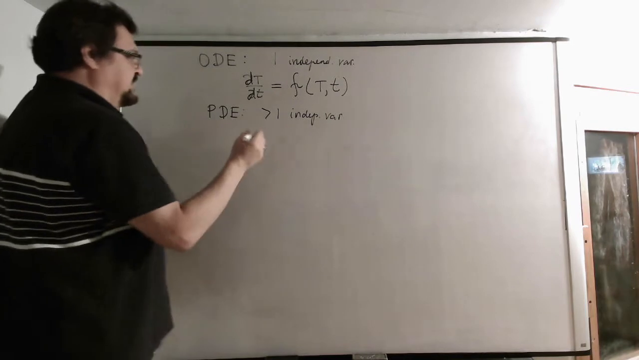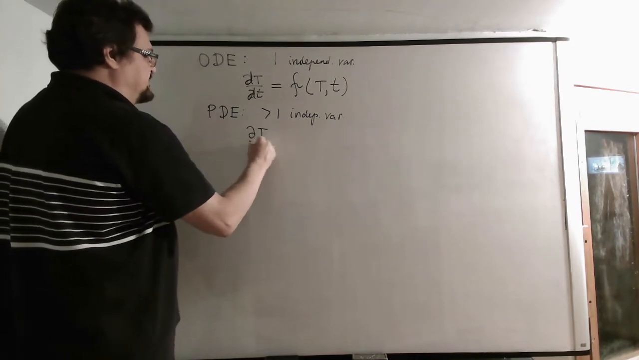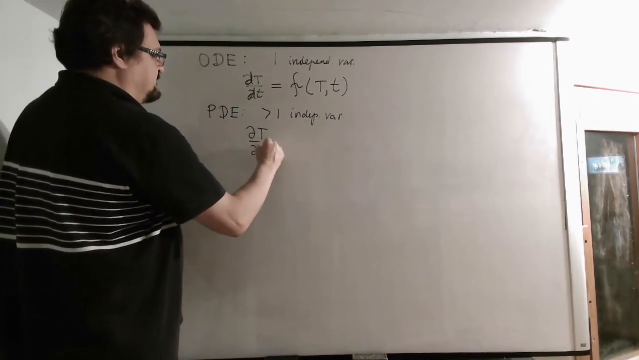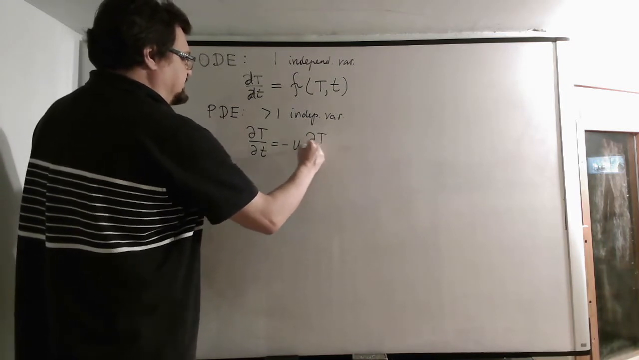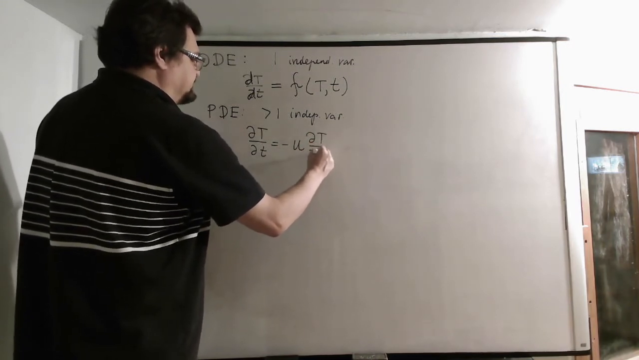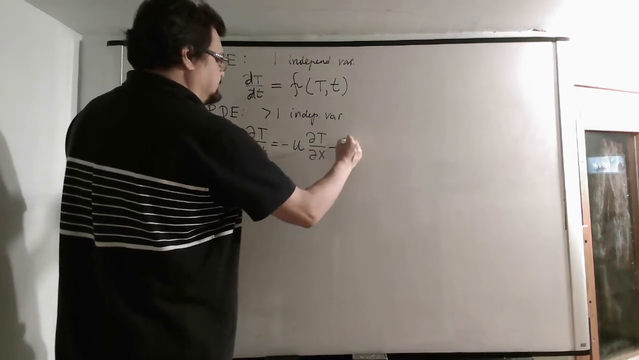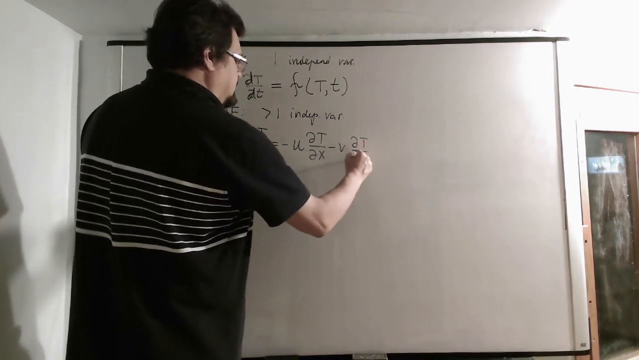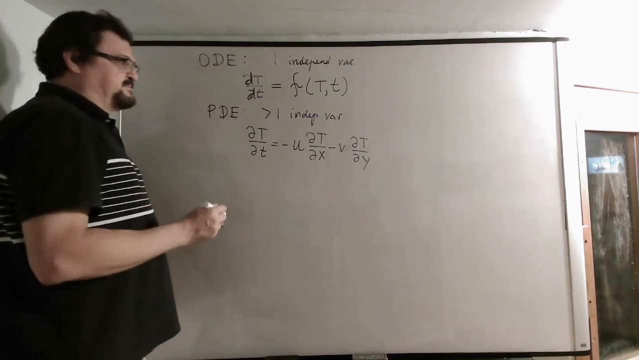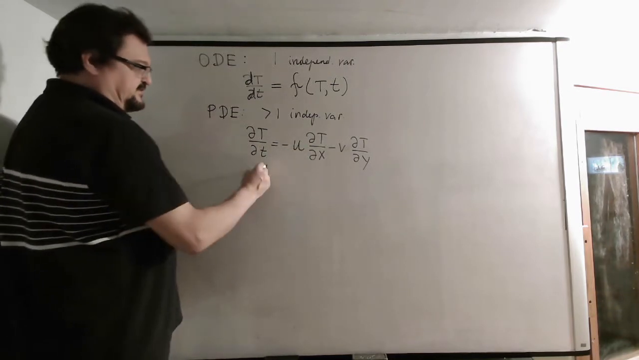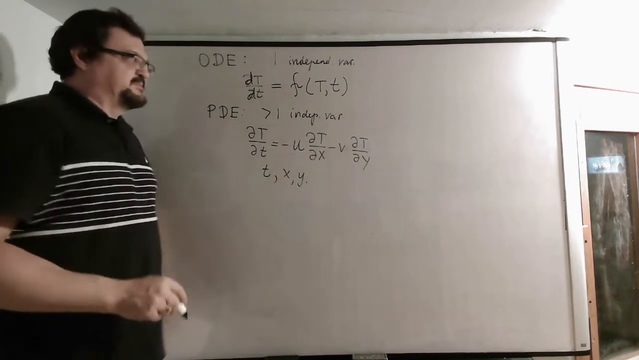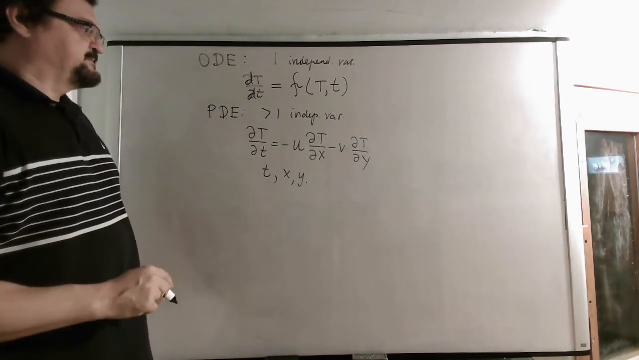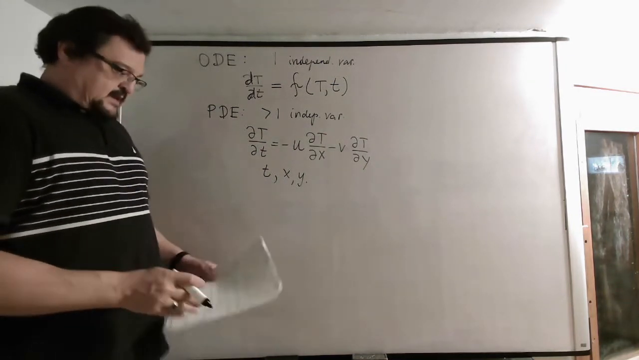So for example, the rate of change of temperature equals the advection of temperature, let's say in the horizontal direction. So we have three independent variables here: time, x and y, and some dependent variable, like T in this case.